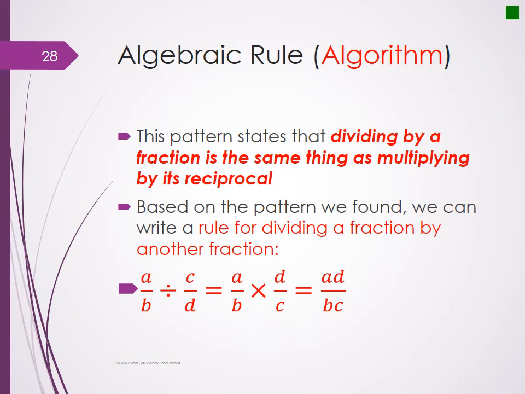So a over b divided by c over d, those two fractions, is the same thing as, it's equivalent to, the fraction a over b times the reciprocal of c over d. So a over b times d over c. And so anytime you have division by a fraction, this is the rule you're going to follow. This is the algorithm. And you end up with the product of the numerators, so a times d, over the product of the denominators, b times c.